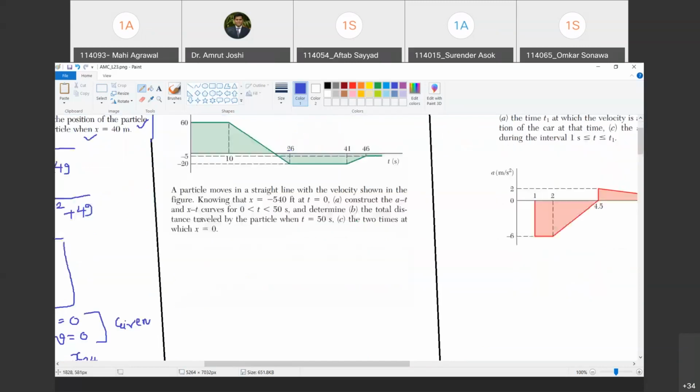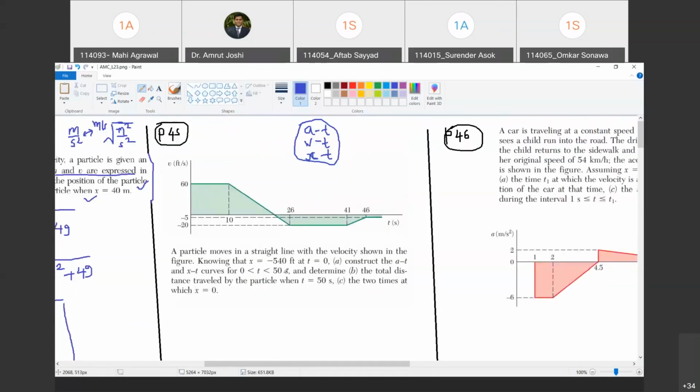Now just go through this problem statement and tell me, just read this problem statement, and then we will start solving this problem. A particle moves in a straight line with a velocity shown in the figure. Knowing that x equals minus 540 feet at time t equals 0, A. Construct the AT and xt curves for 0 less than t less than 50 seconds, and determine B.